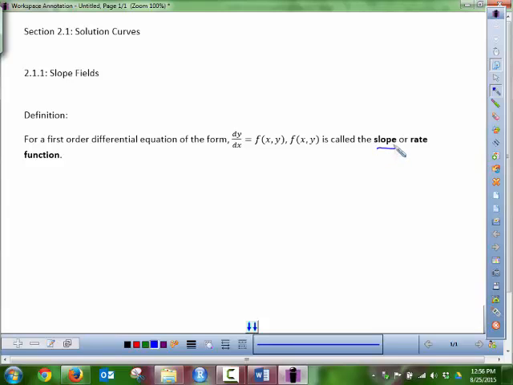So the idea that the first derivative is a slope is going to be our key to this idea of a slope field. So a slope field is defined to be the graph of a first order differential equation where you're able to write the differential equation as the derivative equal to something. So if you can isolate the derivative by itself equal to something, then hopefully you should be able to draw a slope field.